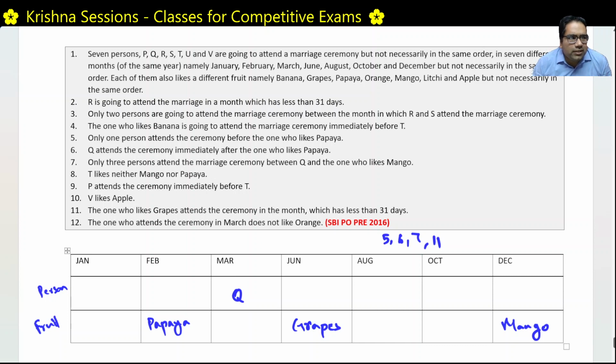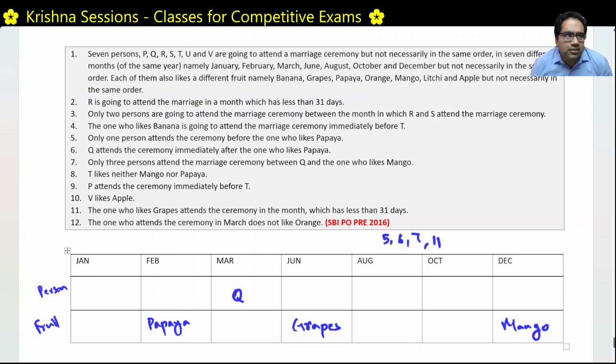12. The one who attends the ceremony in March does not like orange. Okay. This guy doesn't like orange. That's okay. Now, we have read all the conditions. Let's try again reading all the conditions with these hints. We are able to fill some of this. Let's try to see if we are able to fill something else with these conditions.